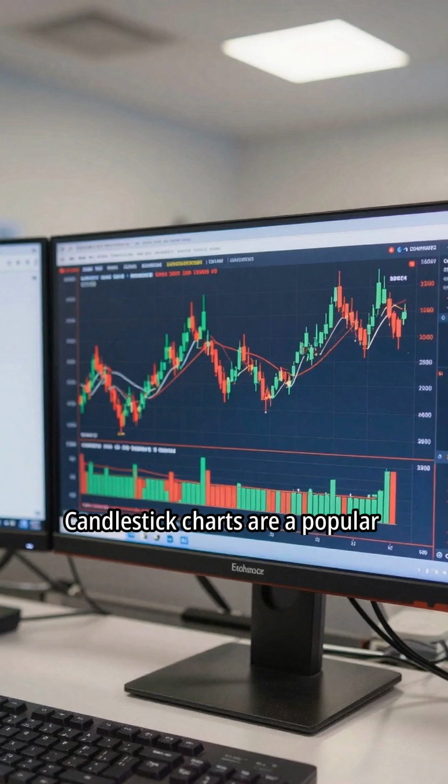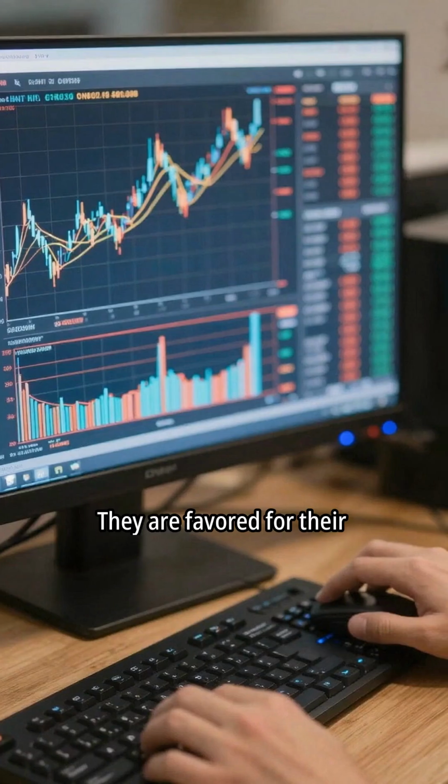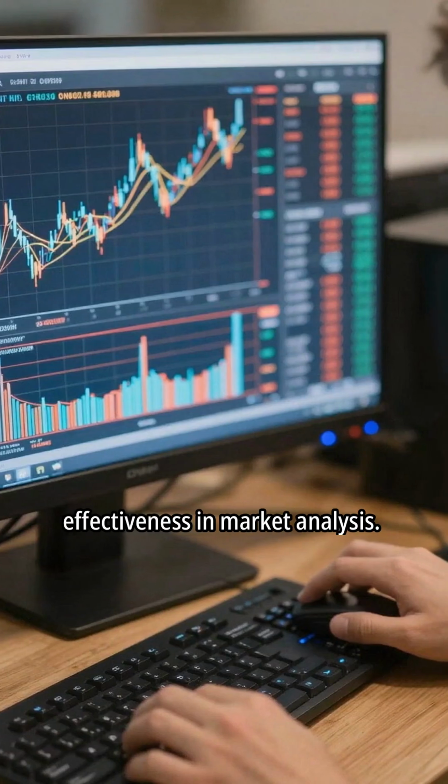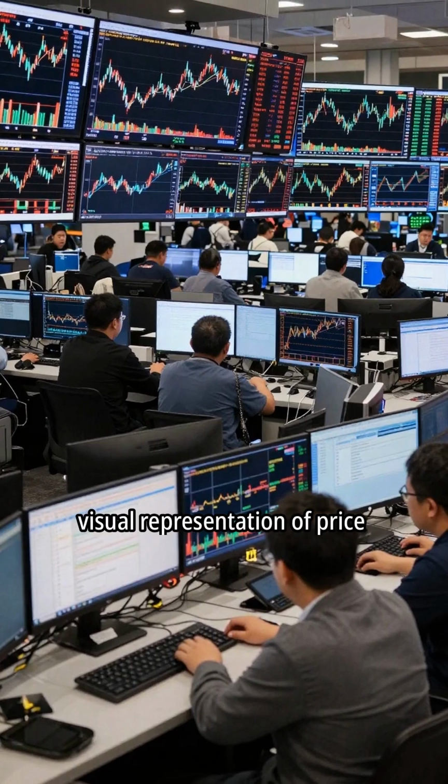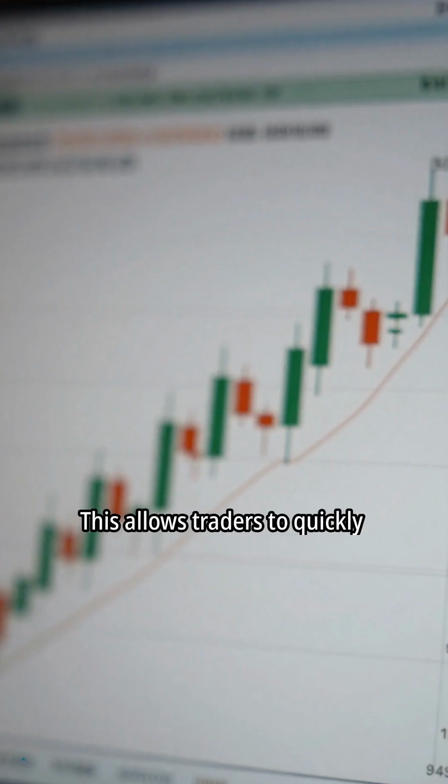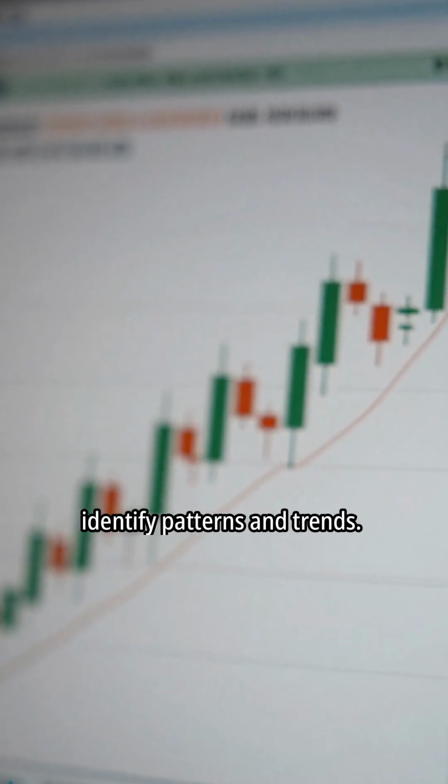Candlestick charts are a popular tool among market traders. They are favored for their effectiveness in market analysis. The preference stems from the visual representation of price movements. This allows traders to quickly identify patterns and trends.